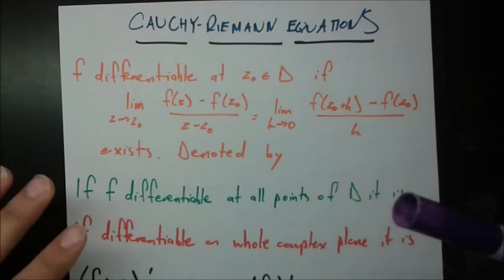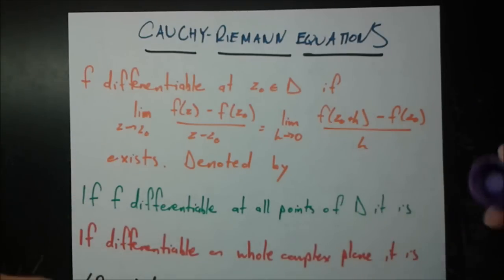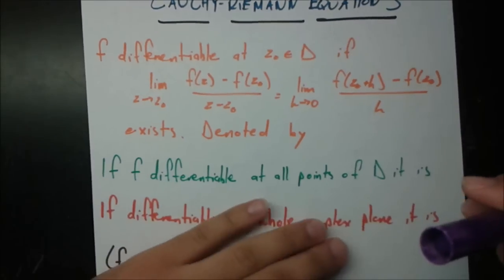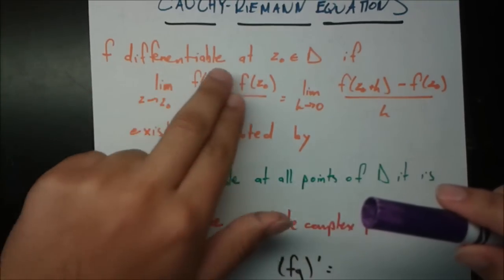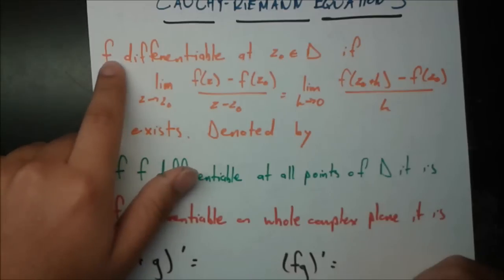So I've written a lot of things already for this video because there's a lot of information, so I want to try to get through it as quickly and concisely as possible. So first, we're going to talk about a few definitions. First, the definition of differentiability. So f is differentiable at z0 in the domain in which it is defined. So D is the domain of f.